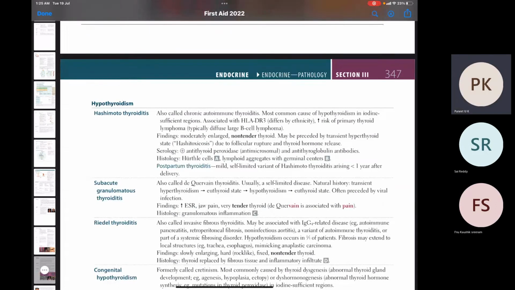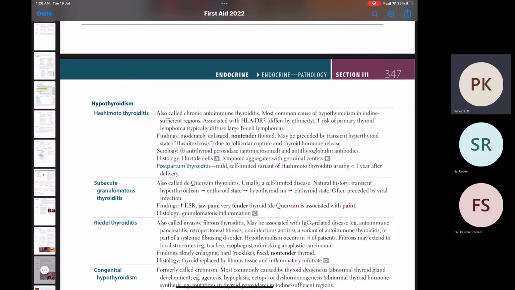Fine. Now we'll do subacute granulomatous thyroiditis, or de Quervain's thyroiditis. Basically what happens in these people is that it's preceded by a viral infection. Suppose the patient has a viral upper respiratory tract infection. Around 4 to 6 weeks after that, the lymphocytes produced as a result of inflammation will infiltrate the gland and cause a painful enlargement of the neck.